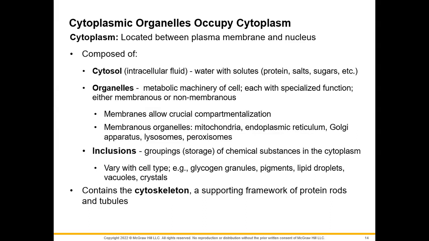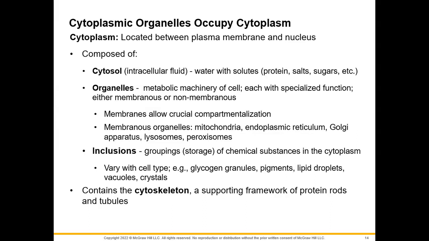Organelles are metabolic machinery of the cell, each with specialized function. They can be membranous or non-membranous. The membranes allow crucial compartmentalization. The membranous organelles include mitochondria, endoplasmic reticulum, Golgi apparatus, lysosomes, and peroxisomes.